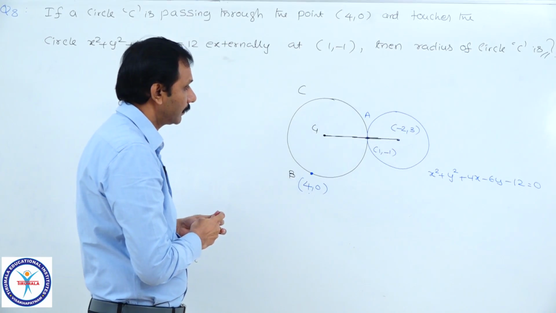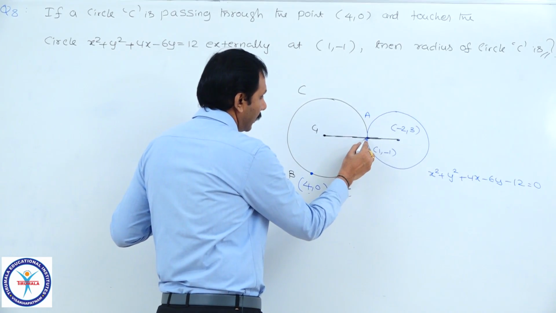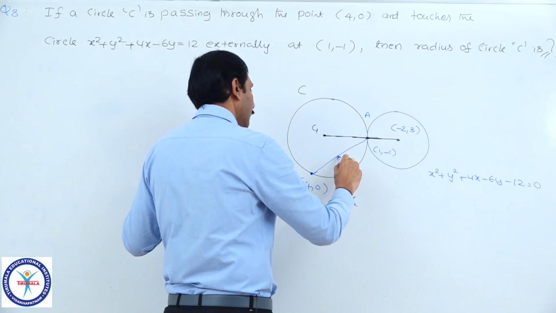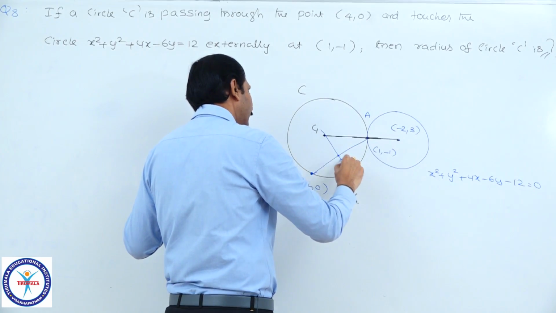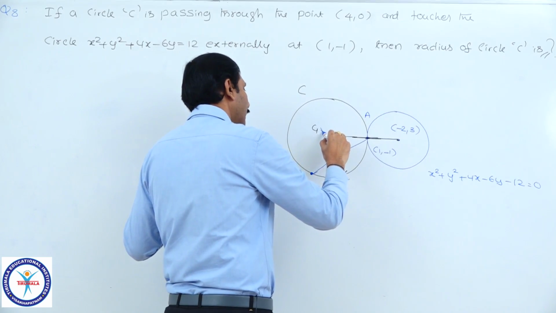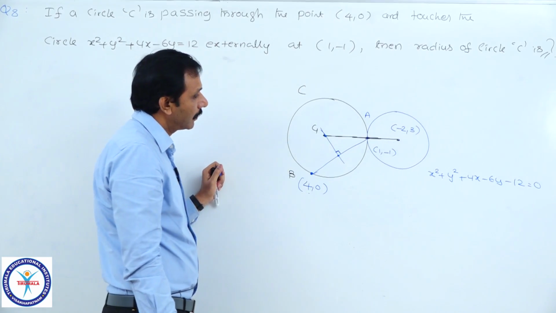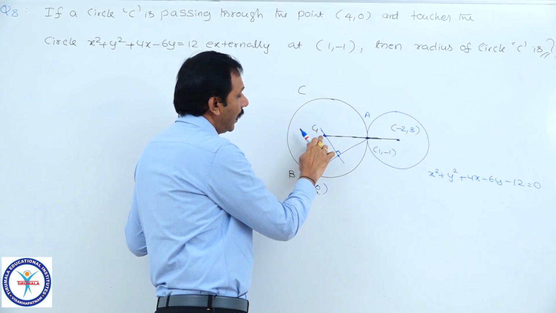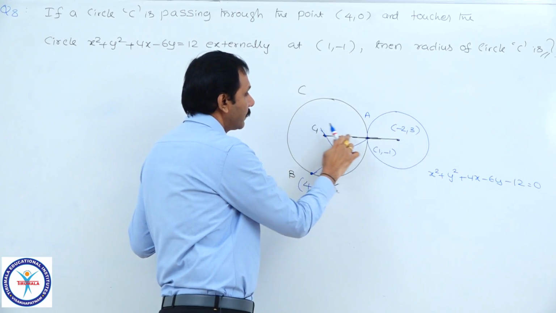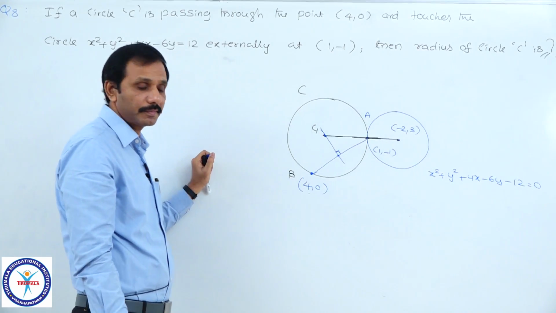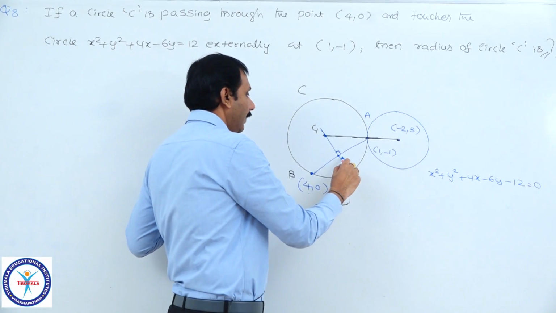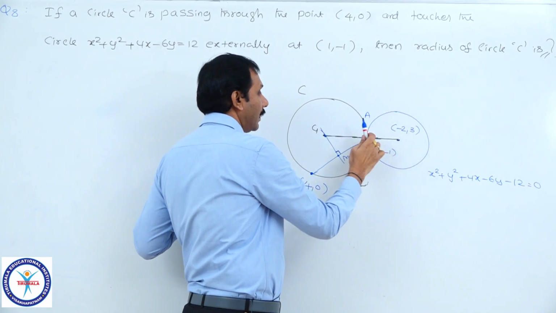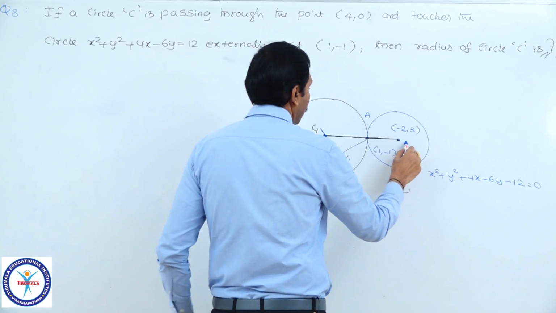What else I will do is, if I join these two, it is a chord. And if I take the perpendicular bisector of this chord, this also passes through the center only. If I solve these two equations, I will get the coordinates of the center, and the distance from this point to this point will become the radius. I will take this as M. First let me write the equation of AC1. And let it be C2.